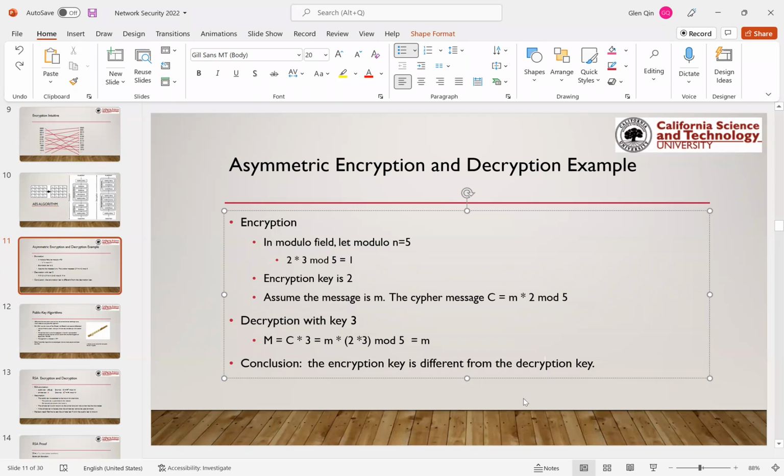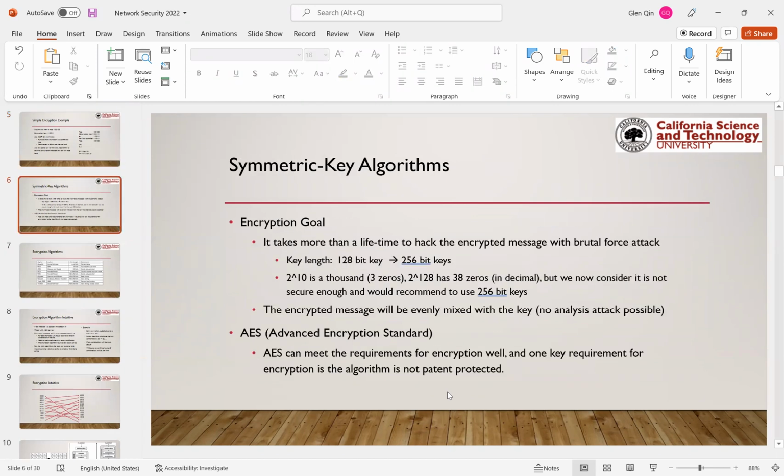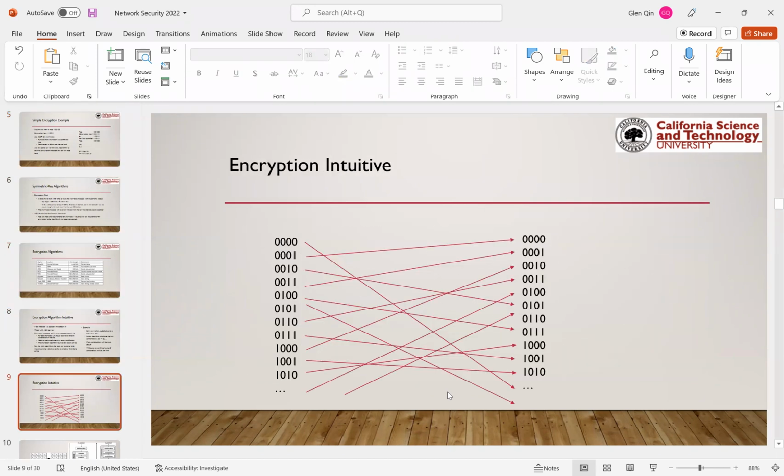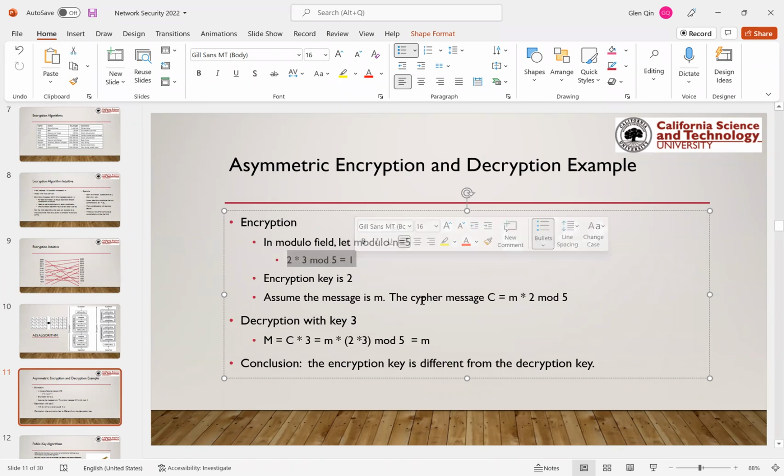I understand the concept, but the question remains: when I send my email to you, how does that work, that you have a different key? I'm still trying to go through the math. First, do you understand this math? Yes. Do you understand that 2 times 3 mod 5 is 1? Yes. And 1 times M is M. Okay, I got the message.